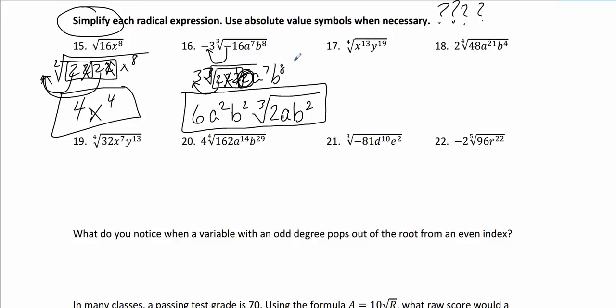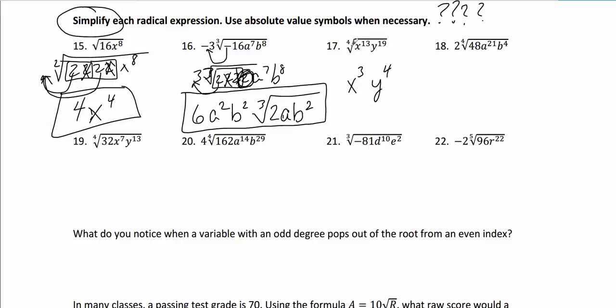Okay, number 17. Here we go. Now, I want to do the same thing here. I don't have any numbers, so it doesn't really matter with numbers, but I have variables. I want to look at them the same way. How many times does 4 go into 13? Well, that's 3 times, so x to the third. How many times does 4 go into 19? Well, if I do the math there, that's 4 times, so y to the 4.